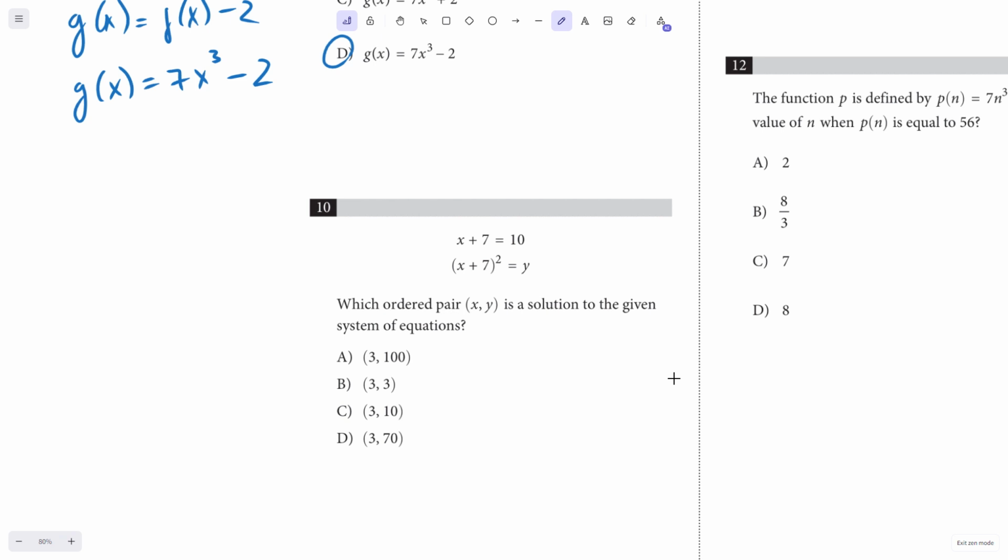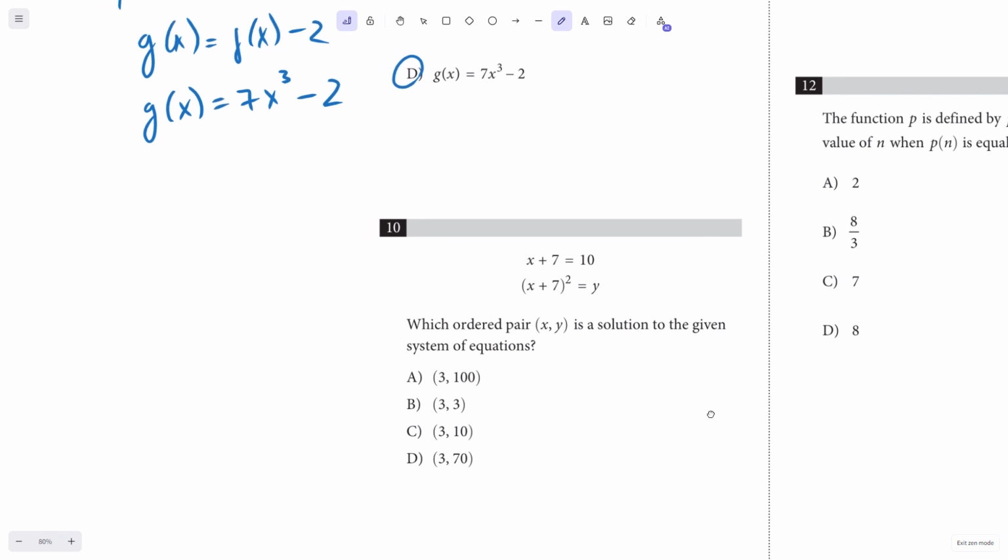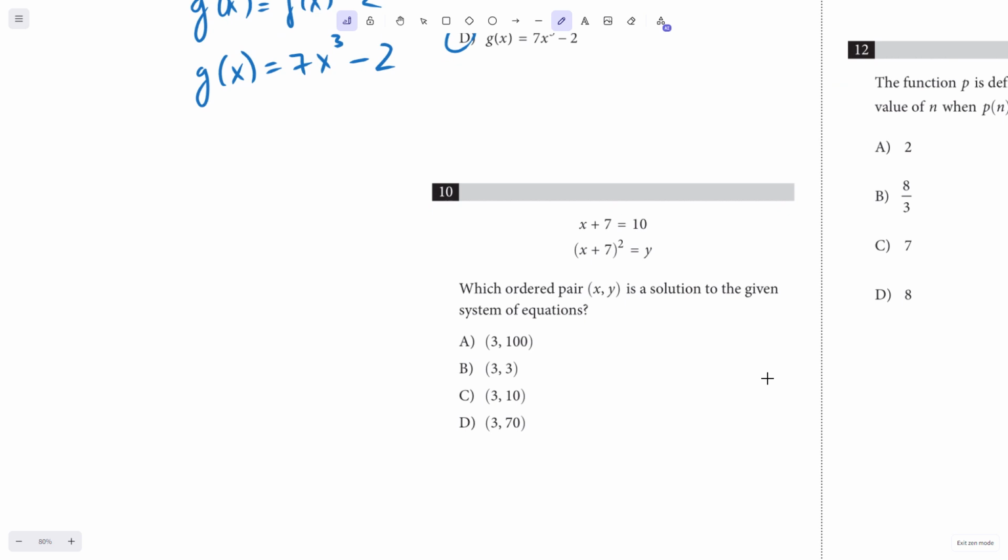Looking at the 10th problem, which ordered pair xy is a solution to the given system of equations? So we have a linear system of equations, and again, it's not going to be too hard to solve this. We have x plus 7 equal to 10. We can solve for x right here, and then plug it in right below to solve for y.